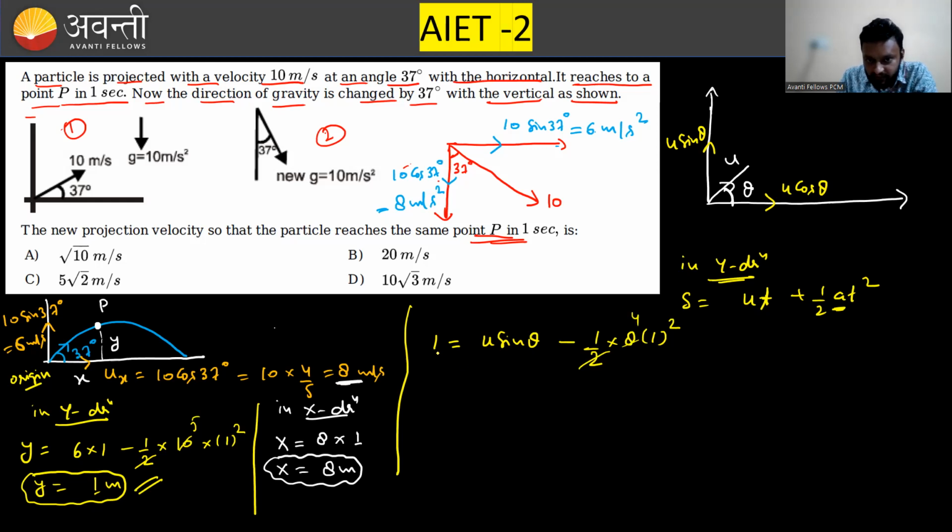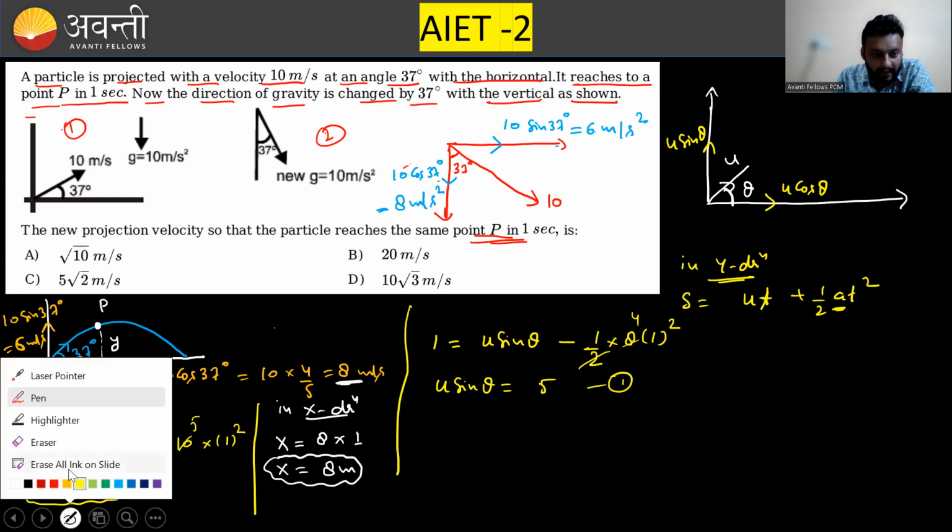This 4 will be transferred here, 5. So u sin theta is equal to 5. Let's suppose this is equation number 1. So u sin theta is equal to 5.